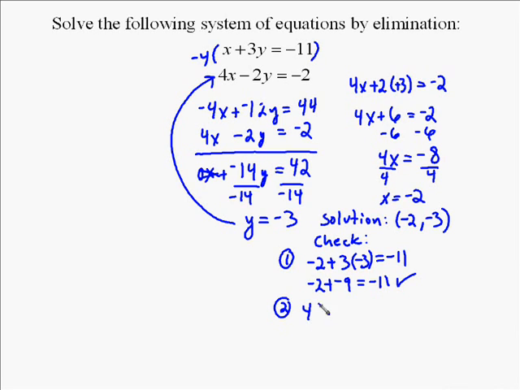And then the second one, we're going to put 4 times -2 minus 2 times -3. And so we're going to have -8 plus 6 equal to -2. Well, -8 plus 6 does equal -2, so -2 equals -2, which is a true statement. So our answer is (-2, -3).